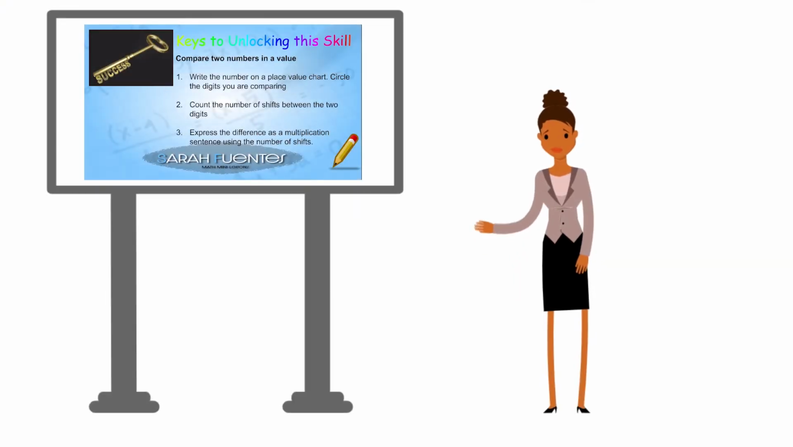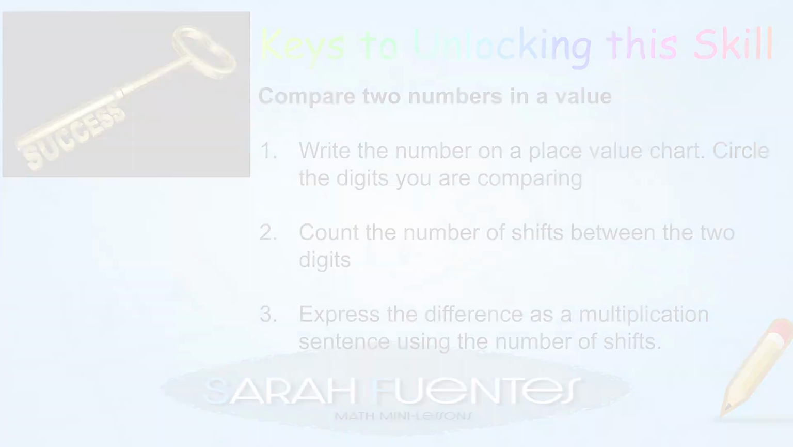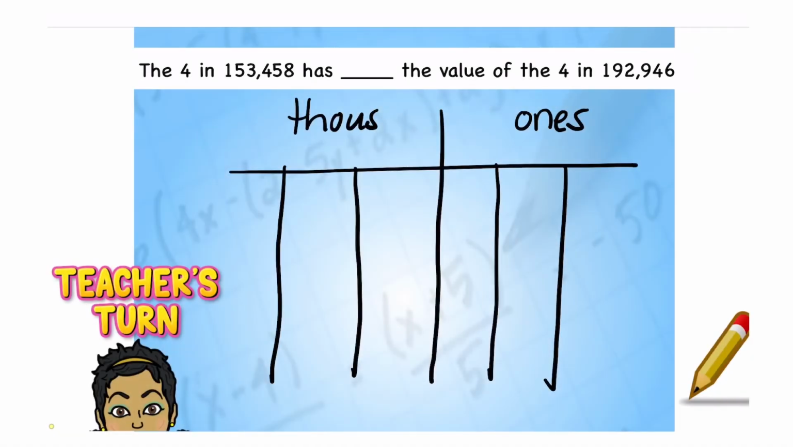Okay, in this session, you're going to see me compare two numbers and a value. So I'm going to do these 3 steps. 1, I'm going to write the number on a place value chart. You're going to see me circle the digits that I'm going to compare. 2, I'm going to count the number of shifts between the 2 digits. How far away are they on that chart? And 3, I'm going to express the difference as a multiplication sentence using the number of shifts. I already put my place value chart there. Let's put my numbers in there. I'm trying to figure out the value of the 4 in 153,000. So let's put that in there.